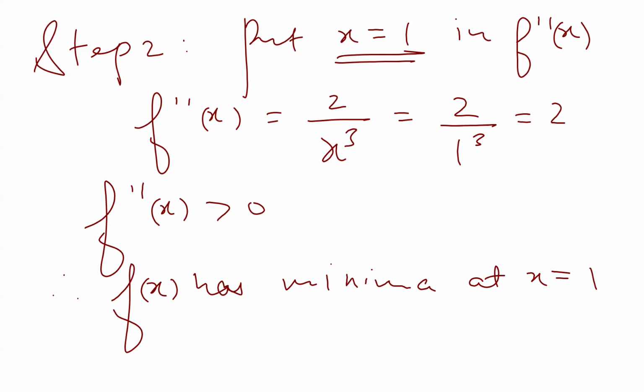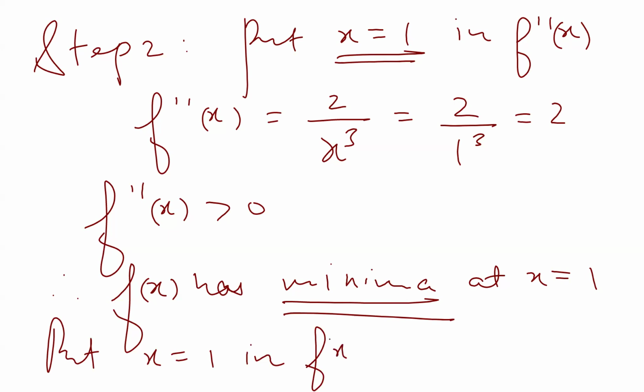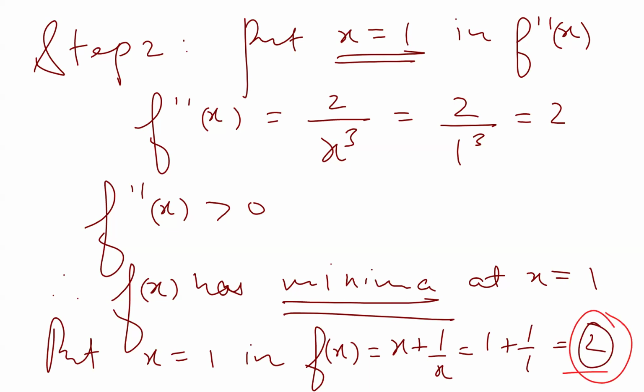Now in this problem, they're not asking for the values of x and y. Read the problem. They're asking for the minimum value of x plus y. Since we have got minima, we can get the minimum value. So put x equal to 1 in f of x. f of x is what? x plus 1 upon x. So 1 plus 1 upon 1, which is equal to 2. Now this 2 is which value? Can someone tell me?